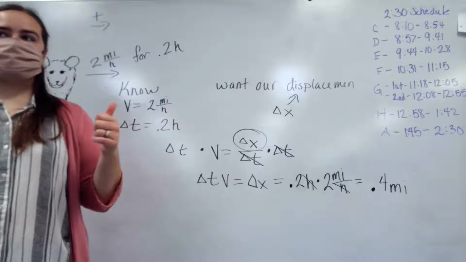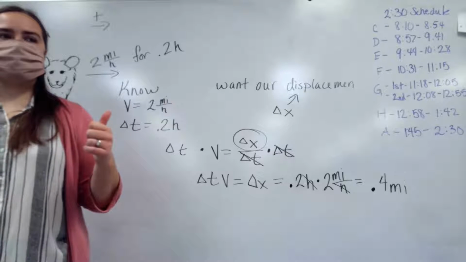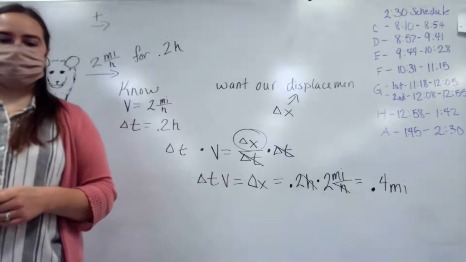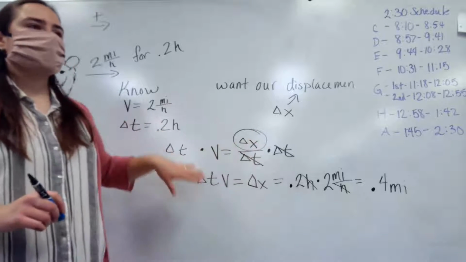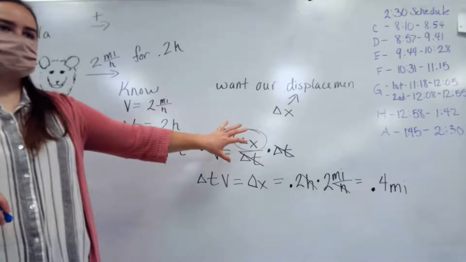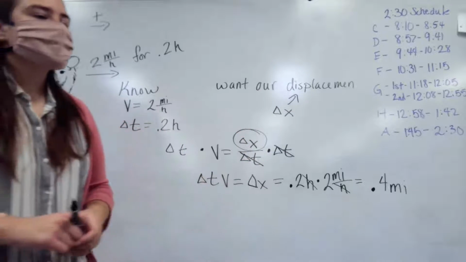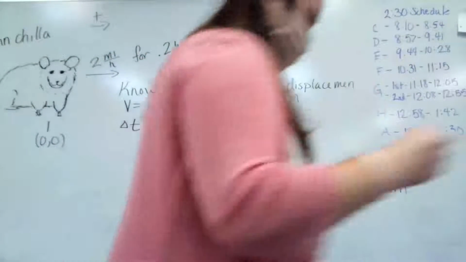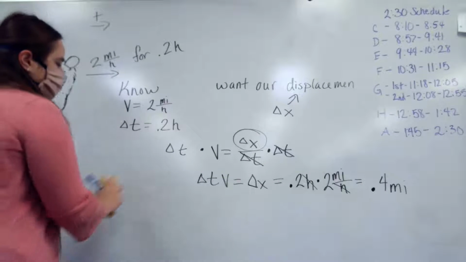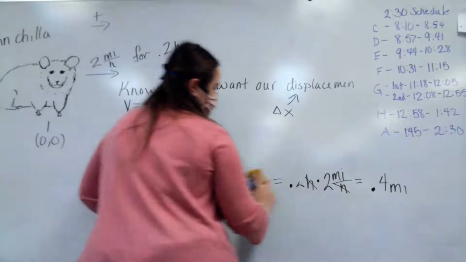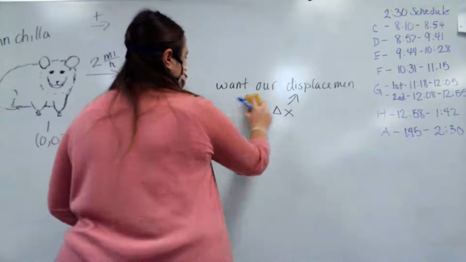So in this 0.2 hours, our chinchilla will have gone 0.4 miles. Good? Any questions? No? Okay. So this is a very common thing that you would do. Okay? Now, we can also take this equation and say, let's say we know that our chinchilla is going to be going.